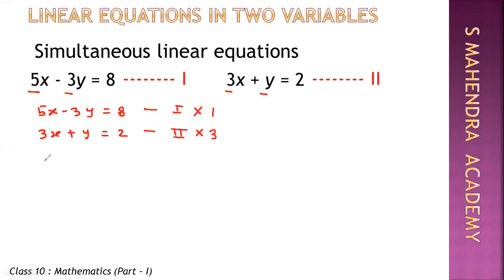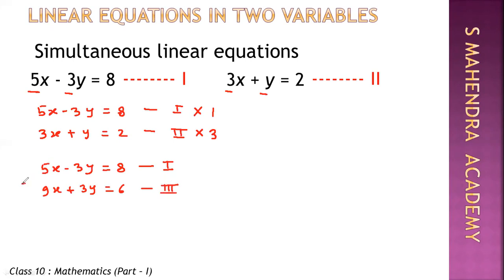So after multiplication, the first equation will be 5x minus 3y is equal to 8. It will not change because the multiplying factor is 1. And after multiplication of equation 2 by 3, equation 2 becomes 9x plus 3y is equal to 6. We will designate this equation as equation number 3.